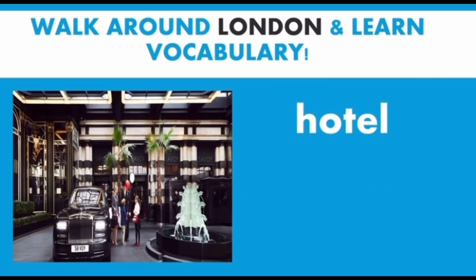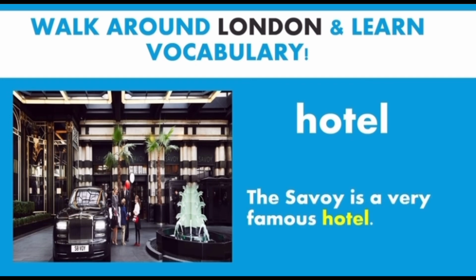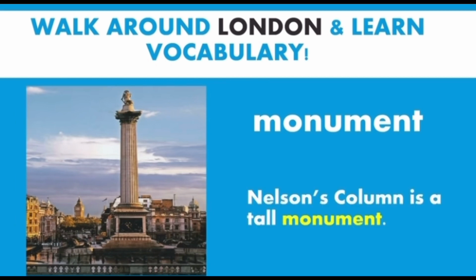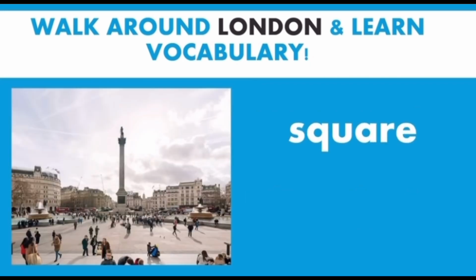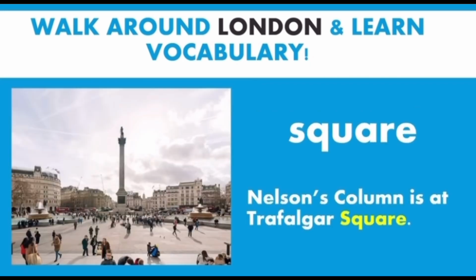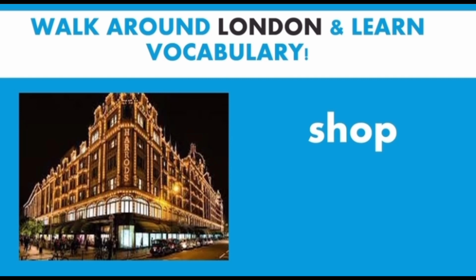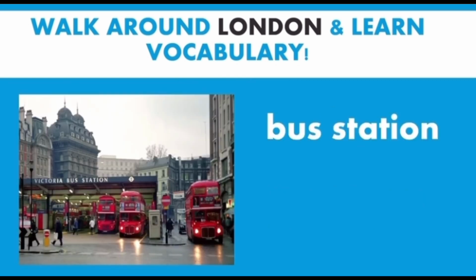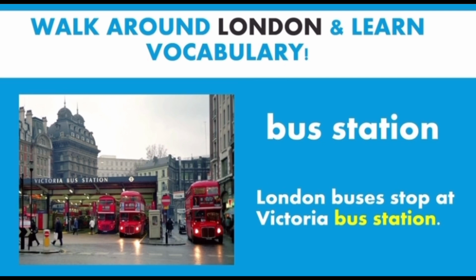Third, hotel. The Savoy is a very famous hotel. Monument. Nelson's Column is a tall monument. Square. Nelson's Column is at Trafalgar Square. Shop. Harrods is a very famous shop. Bus station. London buses stop at Victoria Bus Station.